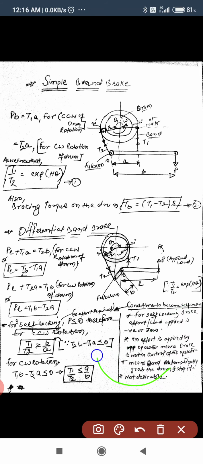And it is not desirable somewhere. It has a 0 effort value, but somewhere it can damage the system because things must be in our control. When we have a very big system or a very fast moving system, if it stops automatically, it creates jerks or shocks, or it can damage the operator also. So this is not desirable. This is all about the brake, and I discussed many cases in a single case.